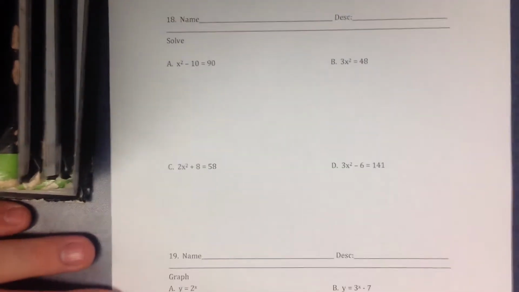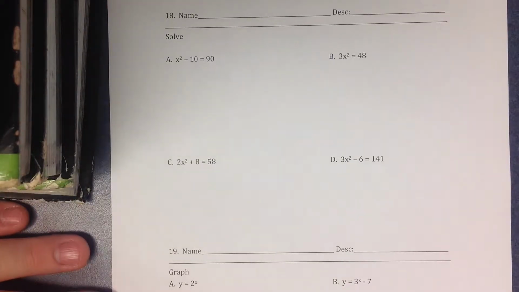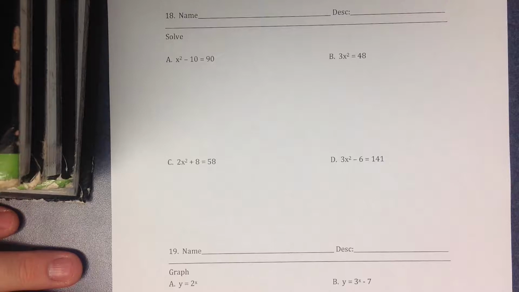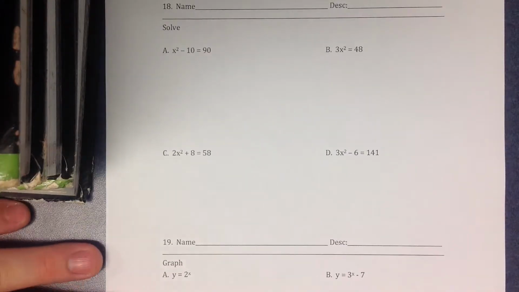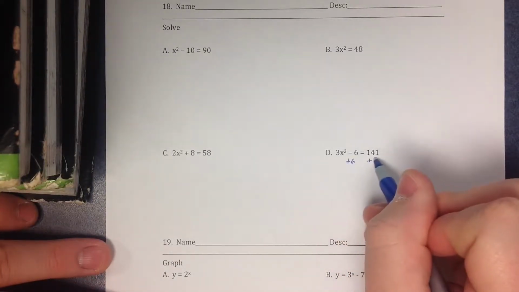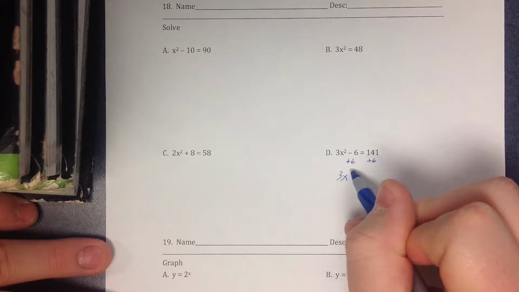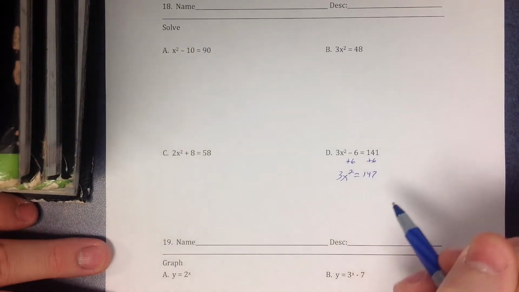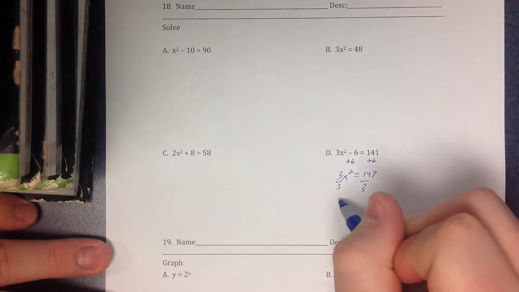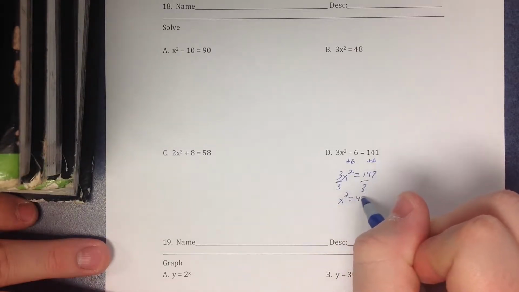Okay, number 18 was solving quadratics with the square root method. So that means we want to get this x squared by itself. So I'll do D on this one. So I want to get the x squared by itself, so I'd have to add 6 in this case, which would give me 3x squared equals 147. Then divide both sides by 3, and I get x squared equals 49.